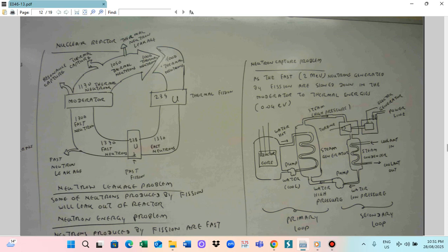So therefore, we have to utilize a moderator. The moderator is important because without moderators, we can't control the nuclear reaction. If the nuclear reaction can't be controlled, the nuclear reactor can explode. And therefore, the moderators are there.